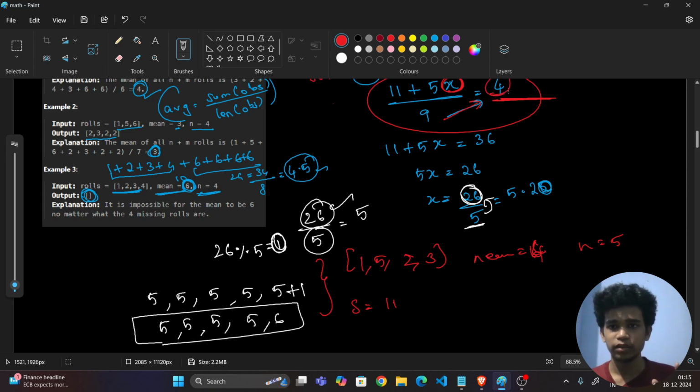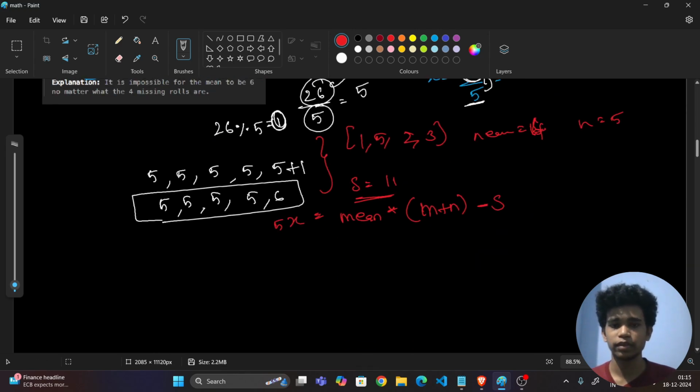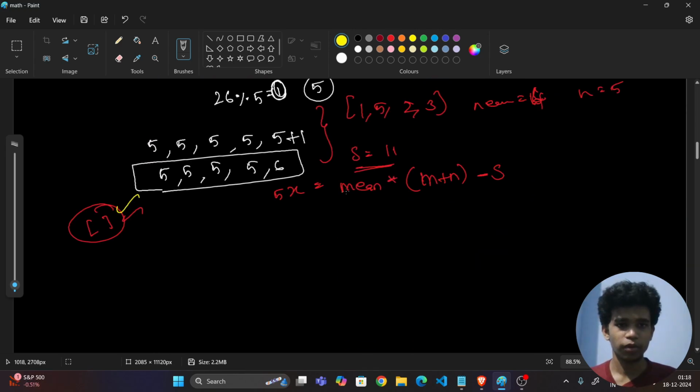First of all, this is the mean, right? Take the mean into, fine. Now what is this n? This n is the total observation, right? So it will be m plus n, the total observation. Now if I move this 11 aside, it will be minus the sum, right? It's the sum. And just keep this 5x here itself. So it will be 5x, right?